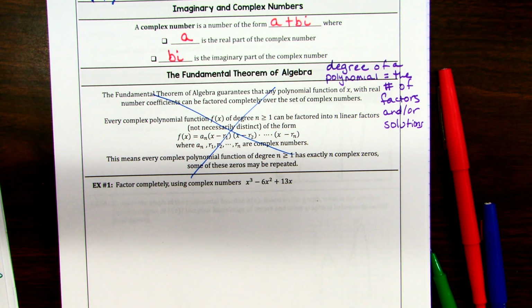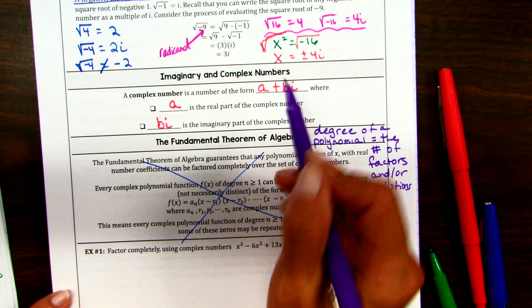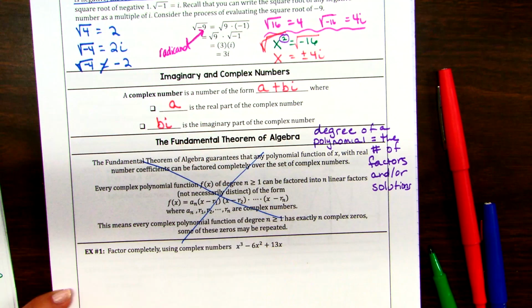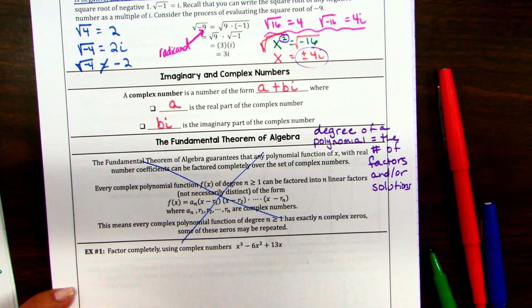Here's another thing that we've learned, and that is that degree equals the number of solutions. Look at that example I already did up here. This is a degree 2 equation. The biggest exponent is 2. We should have 2 solutions, and we do, plus 4i and minus 4i, or a positive and a negative 4i, okay? So that's really important.